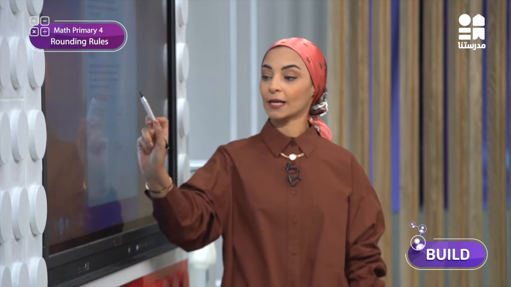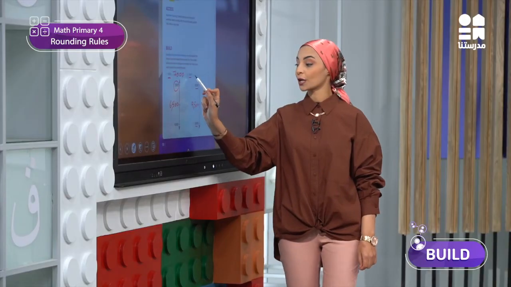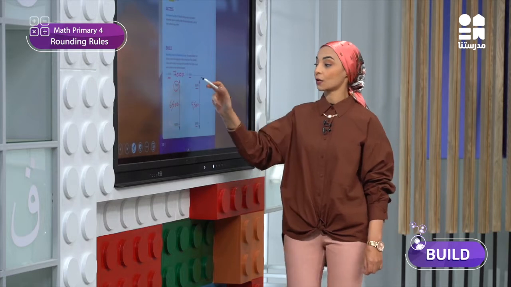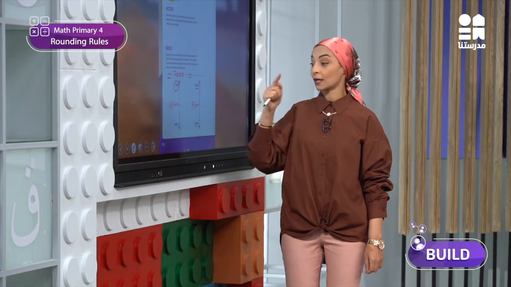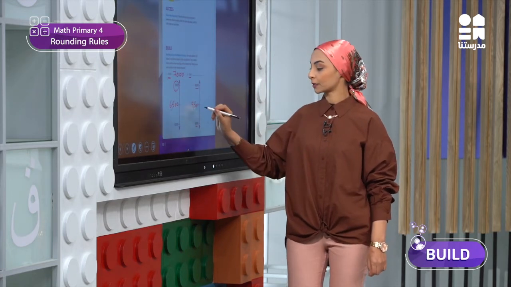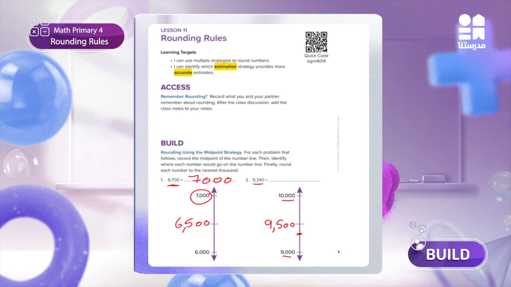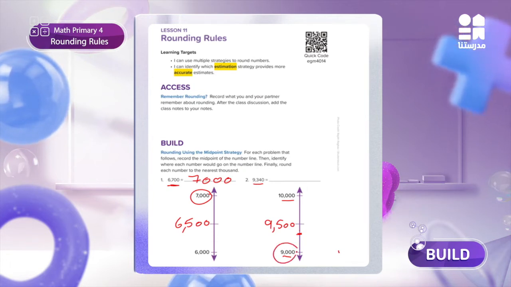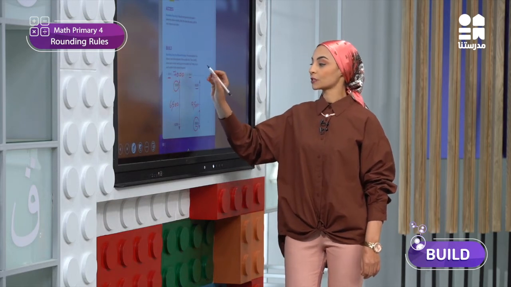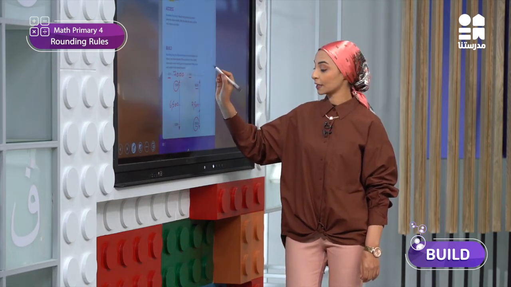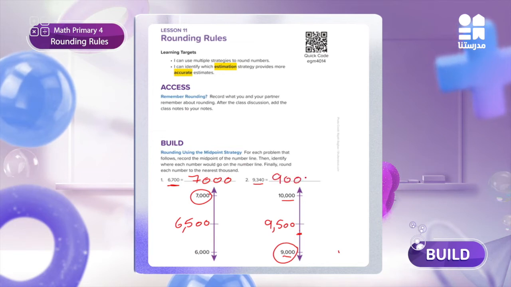So what does he want me to do? He wants me to round 9,340. I will ask myself, is 9,340 before the midpoint or after the midpoint? Yes, it is smaller than the midpoint. It will be, for example, here. So before the midpoint, it will be closer to the smallest number, which is 9,000. That means 9,340 rounded is approximately equal to 9,000. You understand this very well?